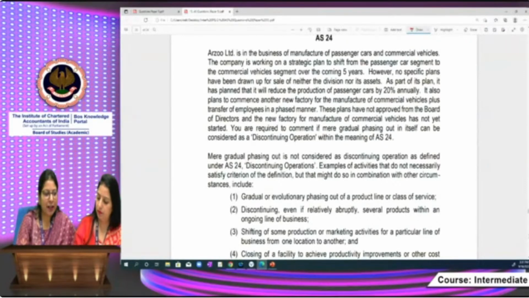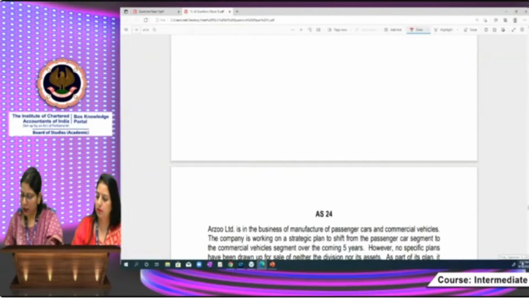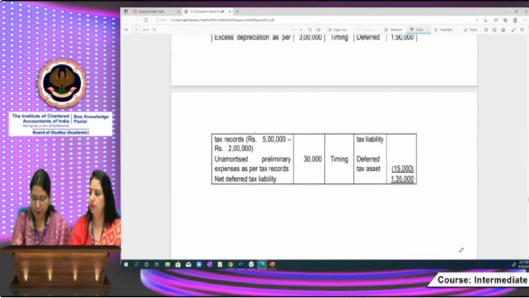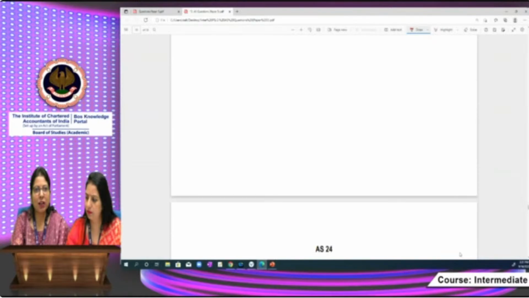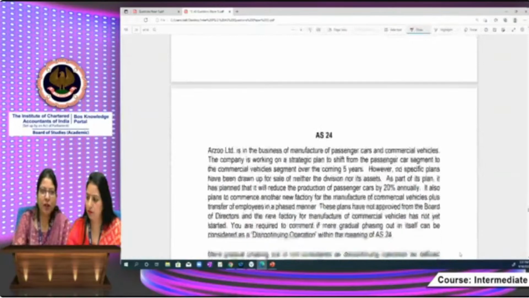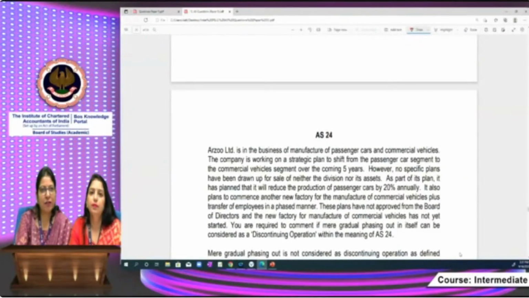So according to AS 24, to qualify as a discontinuing operation, the disposal must be pursuant to a single coordinated plan. So if there is gradual phasing out, generally it will not be construed as a discontinuing operation, but there are certain exceptions. There are certain examples where the gradual phasing out of a particular operation can also be called a discontinuing operation. Those specific cases are given in the standard itself.